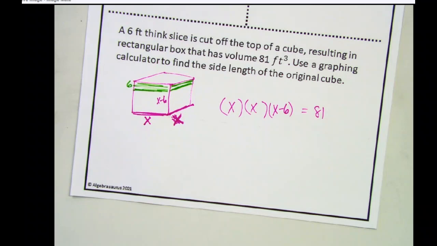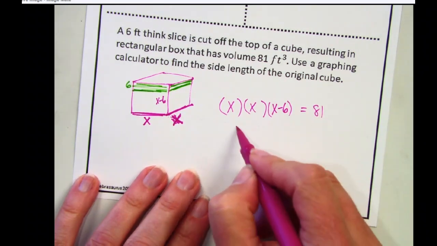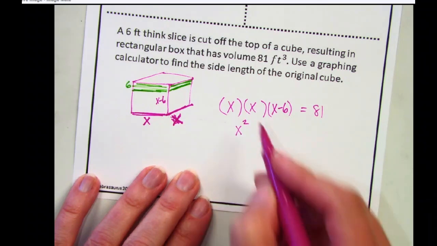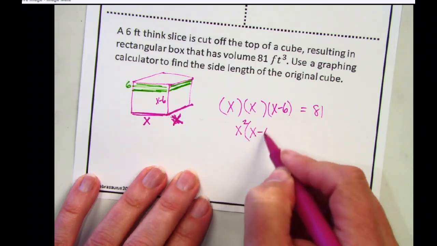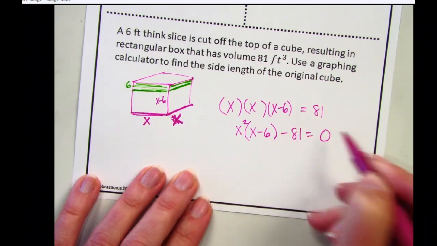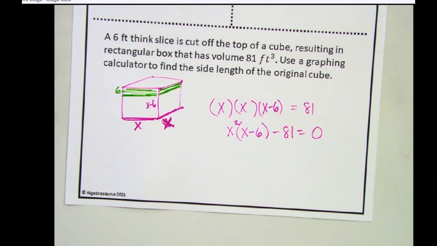So watch how lazy I am. I might call this x squared just because it's easier to type into my calculator. And then I know that's x minus 6. I need to move the 81 to the other side. Is that something I could type into my calculator?